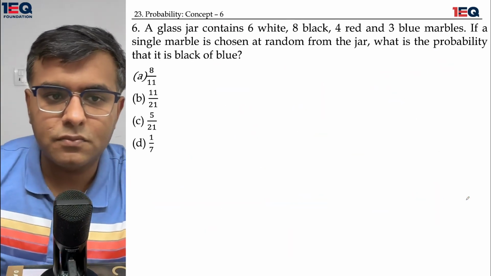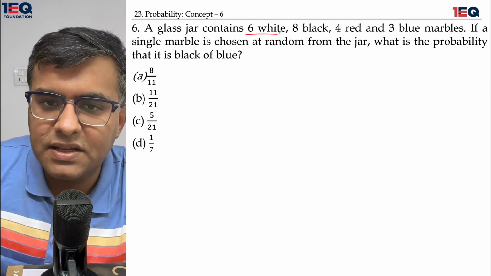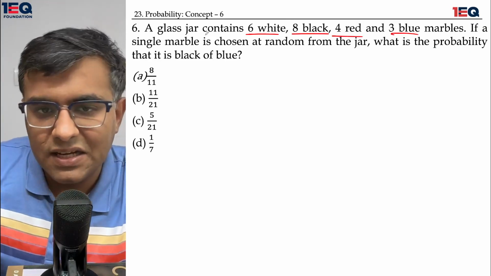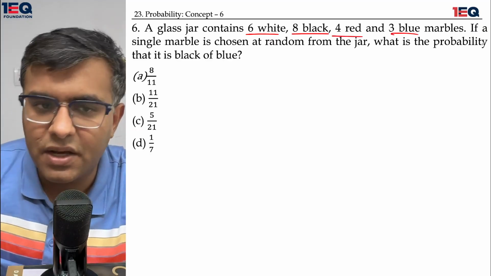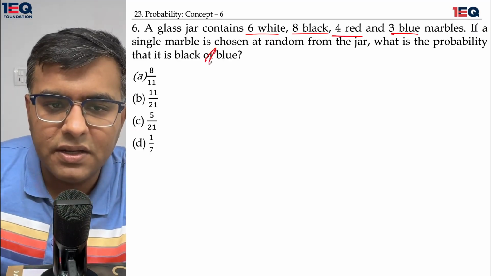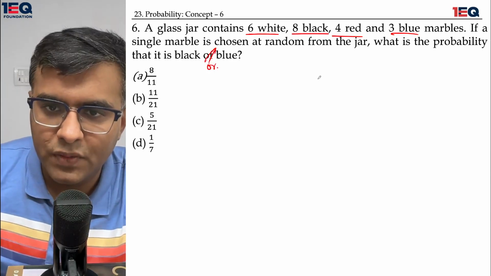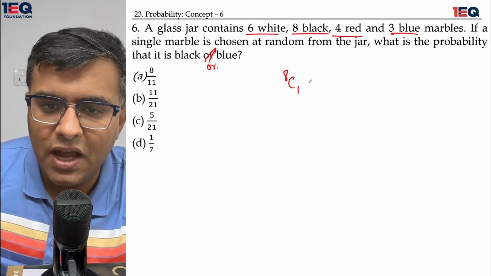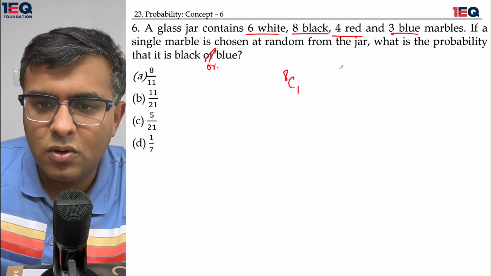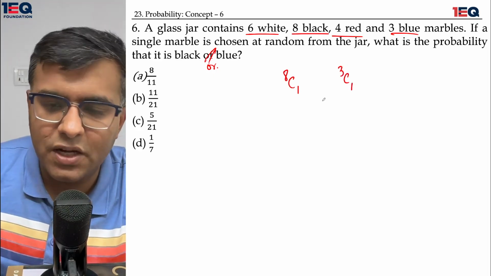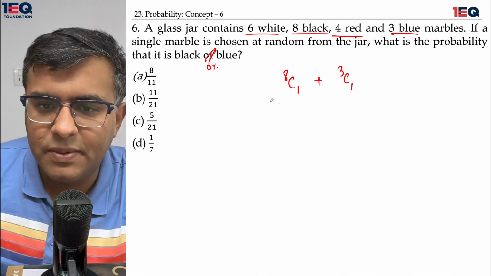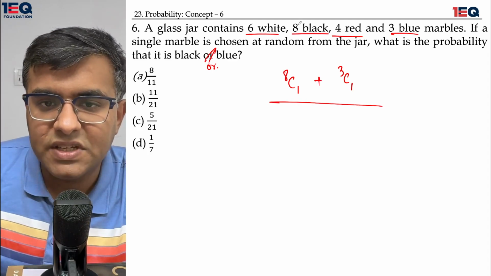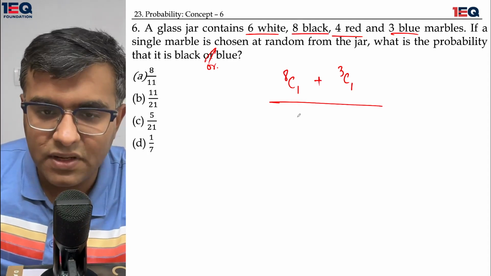Moving on. A glass jar contains 6 white, 8 black, 4 red, and 3 blue balls. If a single marble is chosen at random from the jar, what is the probability that it is black or blue? If I check the probability of it being black, out of 8C, I have to select 1. Then talking about blue, out of 3C, I have to select 1. These two probabilities would be added and they would be taken out from 6 plus 8, 14. 14 plus 7 is 21.